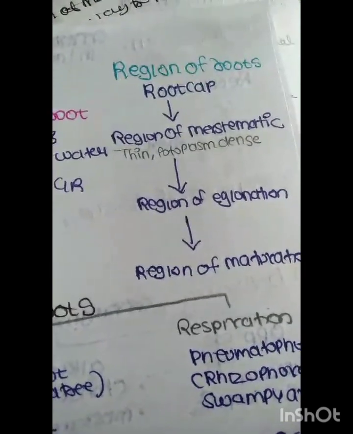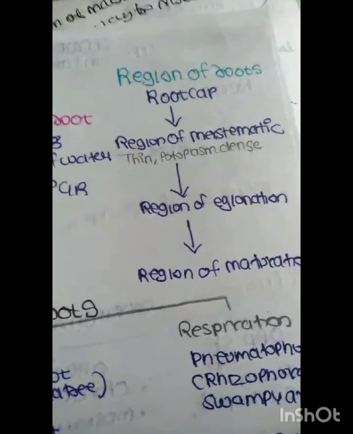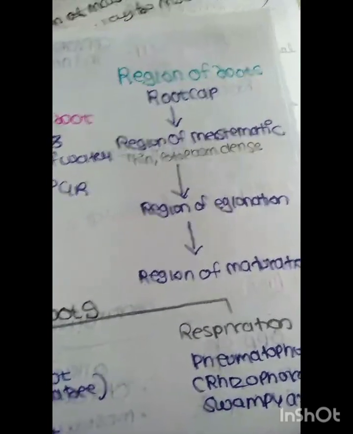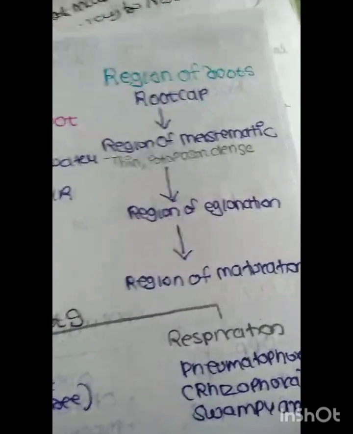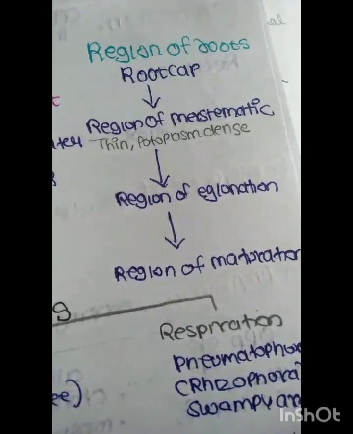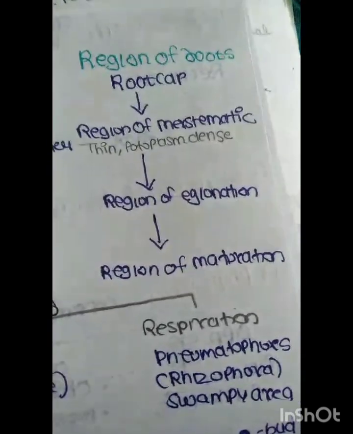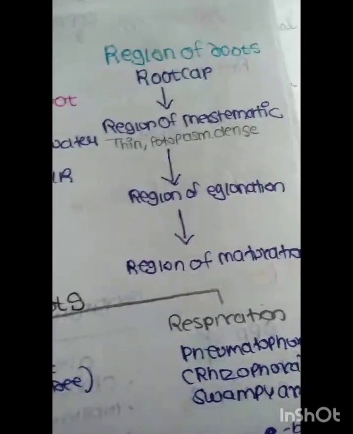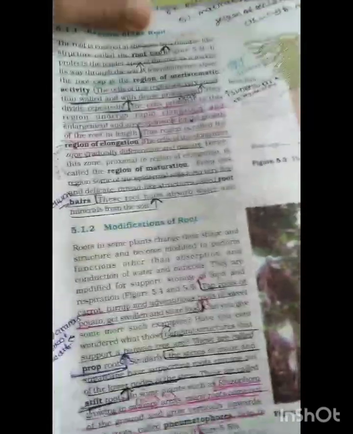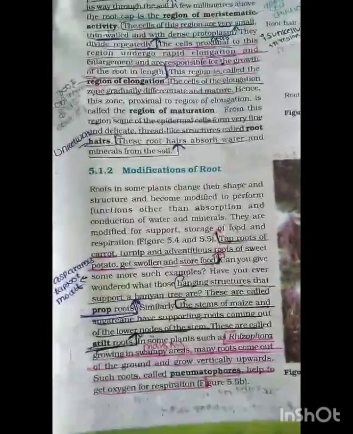First one, the root cap, then the region of meristematic activity where cells rapidly divide, the region of elongation where they do not rapidly divide but elongate, and the region of maturation where they do not elongate, and finally reach maturation, where they form root hairs that help in absorption of water. So now we study the modification of roots. Roots in some plants change their shape and structure and become modified.